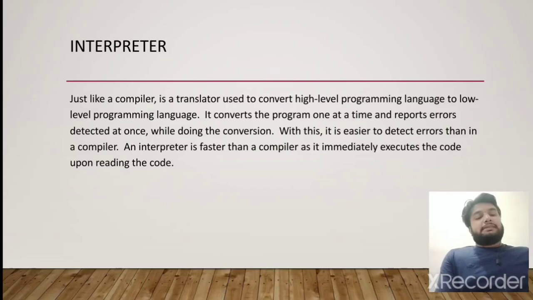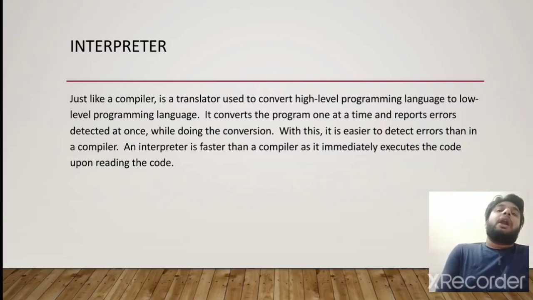So what is the interpreter? The first one is the interpreter. Just like a compiler, it's a translator used to convert a high-level programming language to a low-level programming language. It converts the program one line at a time and reports errors during the conversion. With this, it is easier to detect errors, and the interpreter is faster than the compiler, with immediate execution of the code upon reading. It is often used for debugging and in software development tools.